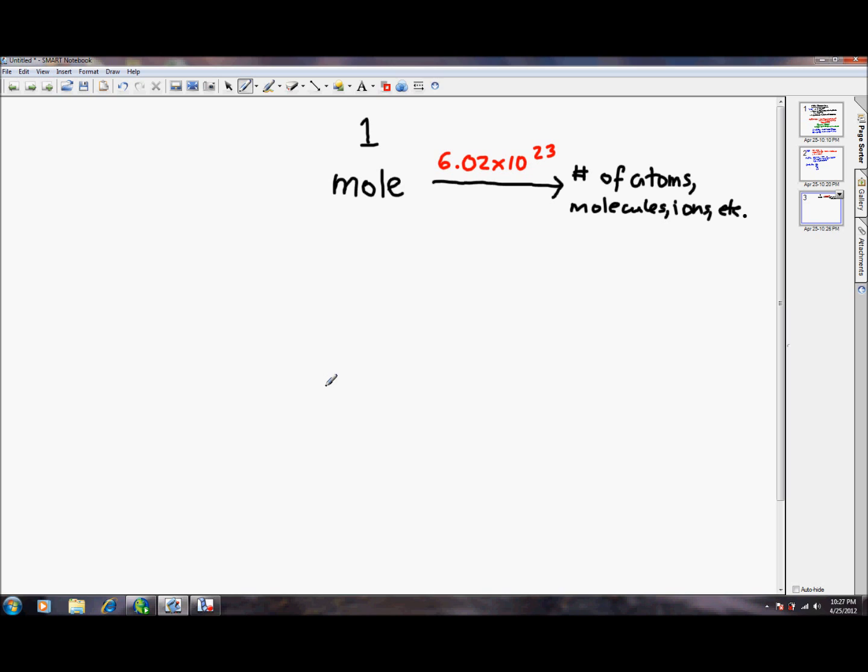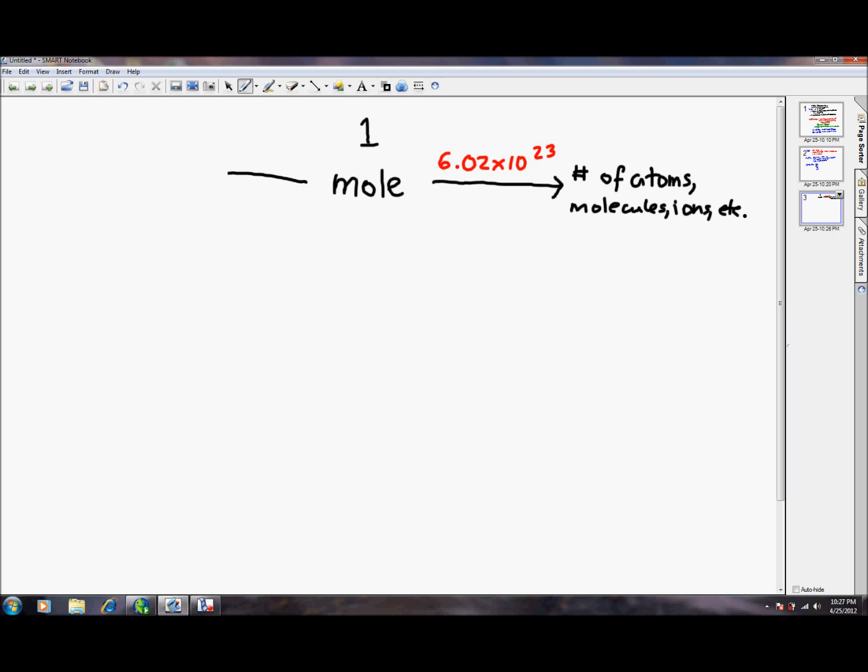You will hear this number referred to occasionally as Avogadro's number. It's named after an Italian chemist from the 1200s named Amedeo Avogadro. Now, he didn't actually come up with the number, but he came up with a concept that we'll talk about in our unit on gas laws that eventually led to the ability to actually calculate and determine the number 6.02 times 10 to the 23rd.